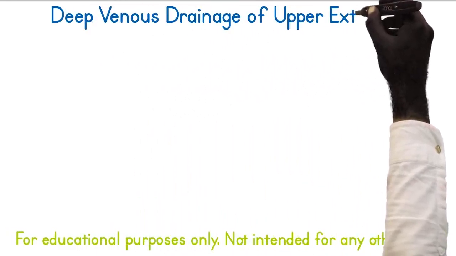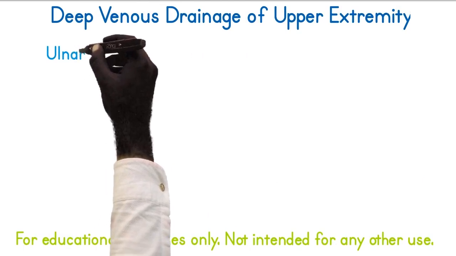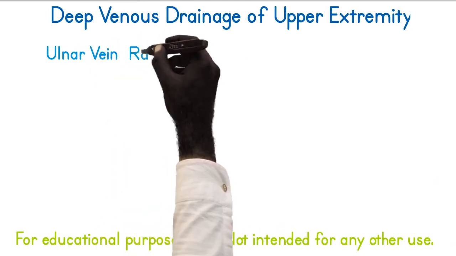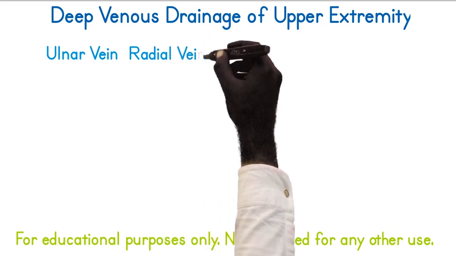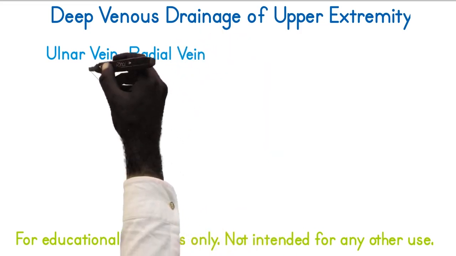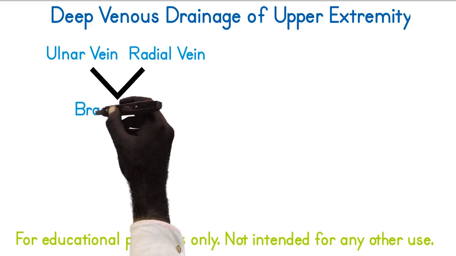Ulnar and radial veins accept deep venous blood drainage from the structures of the hand. Then, the two veins ascend up on medial and lateral aspects of the forearm. Ulnar and radial veins merge together to become the brachial vein.